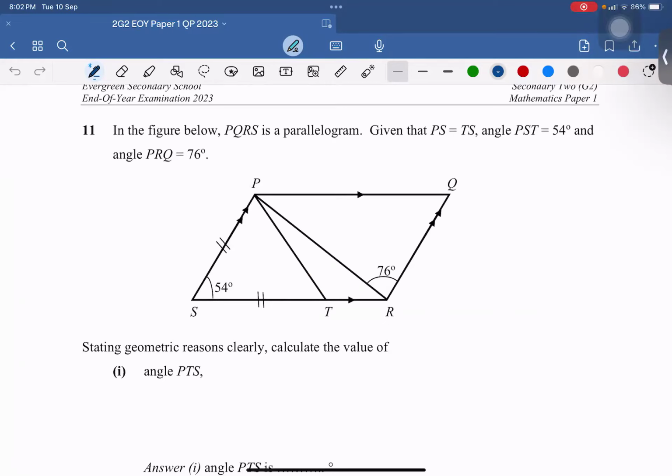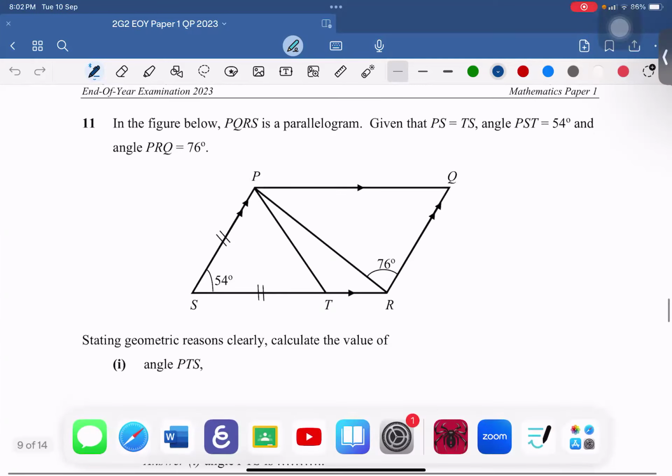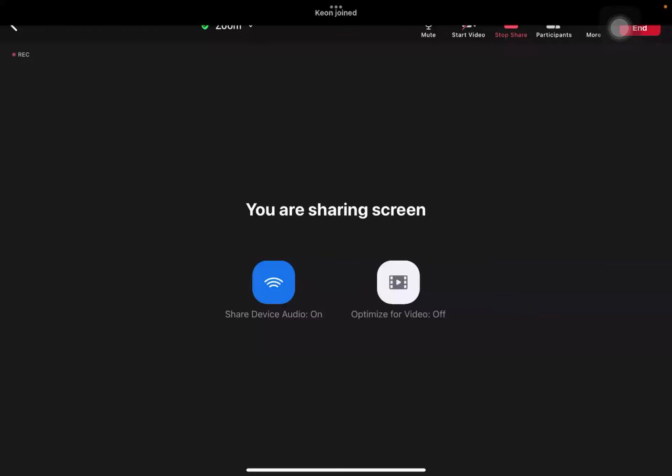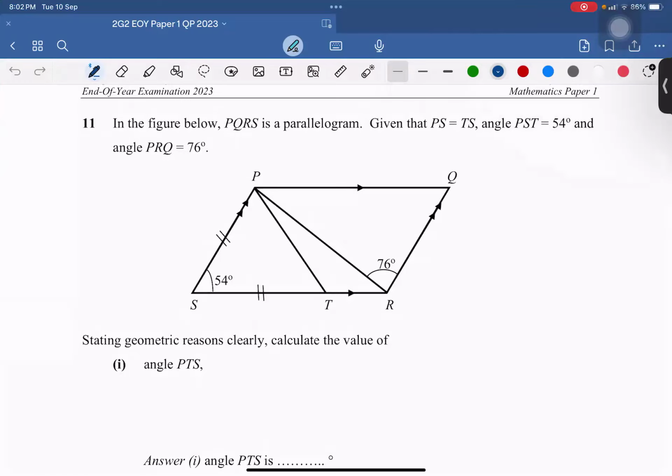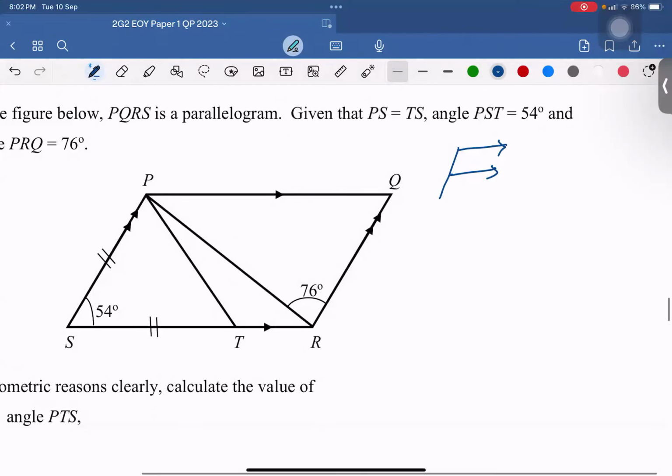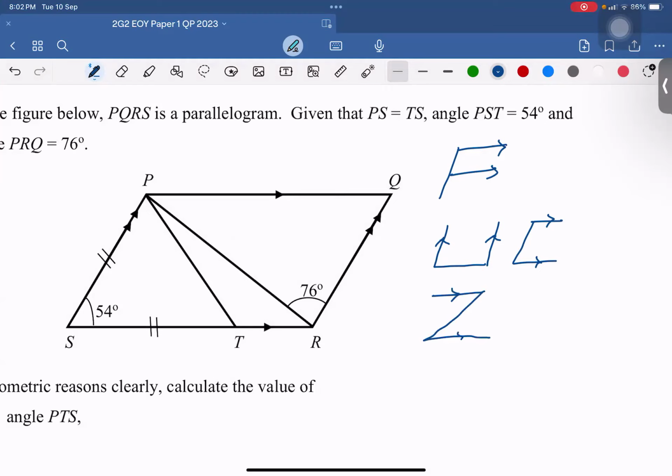Okay, this 11 is on different angles, so let's recall a little bit more on our angle properties. For our different angle properties, we need to remember the main few angle property letters. First one, letter F. Then a letter U, which can be letter U or letter C. Then letter Z. And the last letter, letter X. Let's quickly go through these angle properties again.